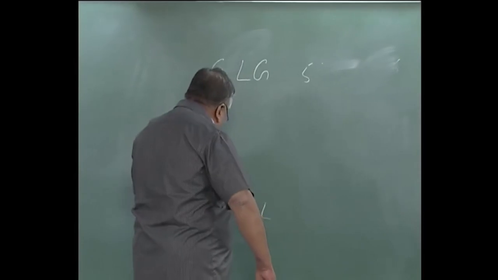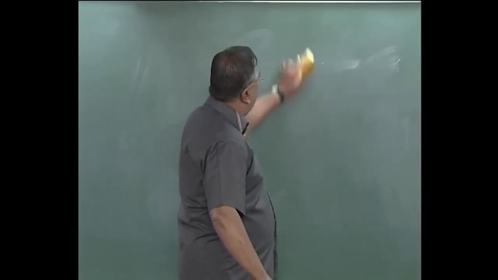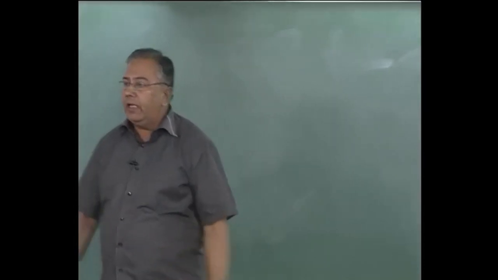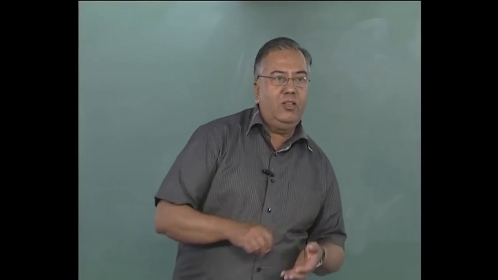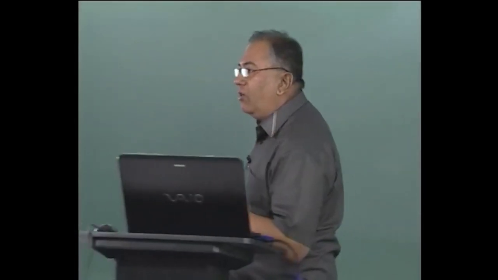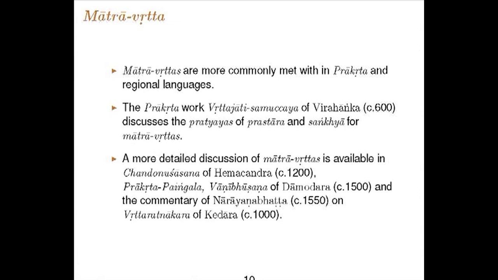So, one of the most important earliest works on matra vrittas is a work in Prakrit. It is called Vritta Jati Samuchaya. It is by Virahanka, whose name you will have to remember. We will soon see Virahanka is the originator of a set of numbers which we commonly think are called by the name of Fibonacci. Therefore, Virahanka is going to appear very often in our discussion. He wrote this work around 6th century. There is a commentary by one Gopala in Sanskrit.